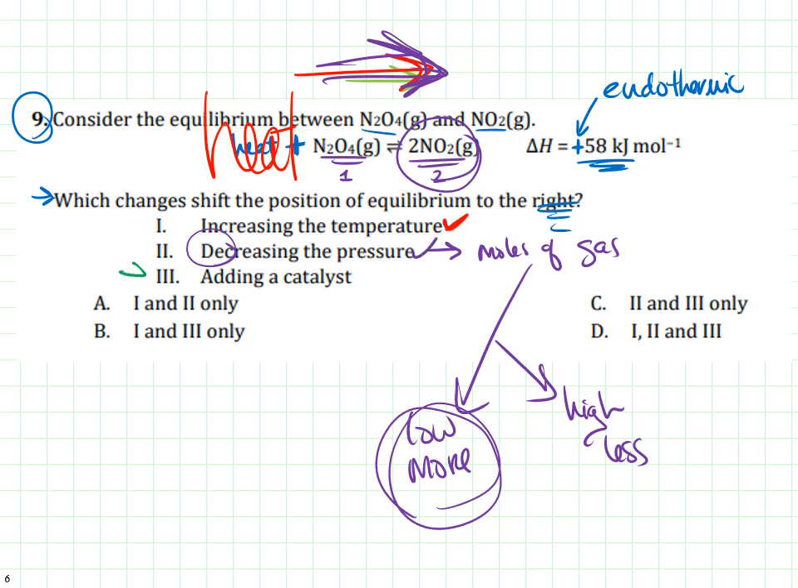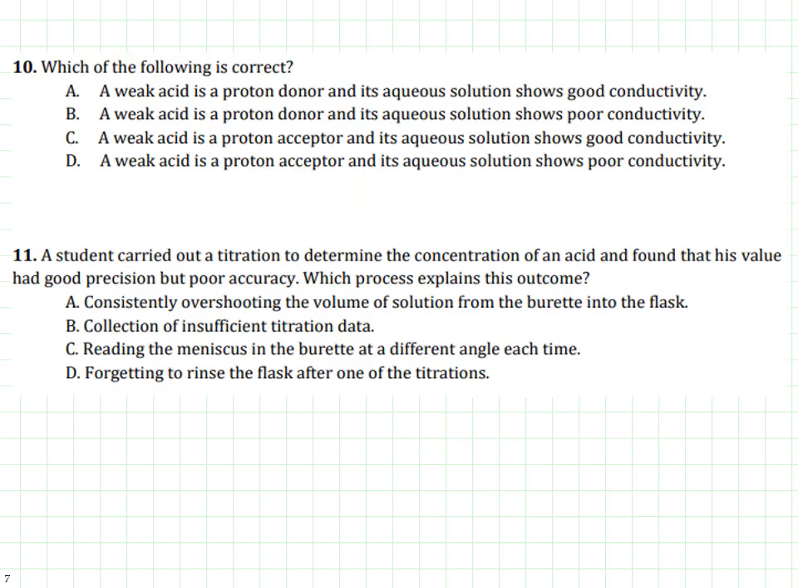How about adding a catalyst? Will adding a catalyst shift equilibrium to the right? It will not. Remember that catalysts will speed up the forward and reverse reactions equally. And so we're not going to have a shift. We'll get to equilibrium more quickly, but we're not going to shift the position of the equilibrium. And so 3 is a no, 1 and 2 only is our answer. 2 more questions, and we're going to call this little piece of the answers done.